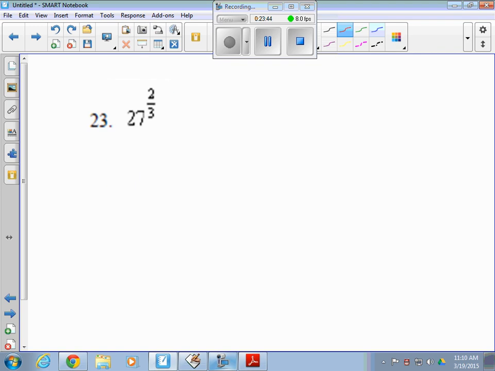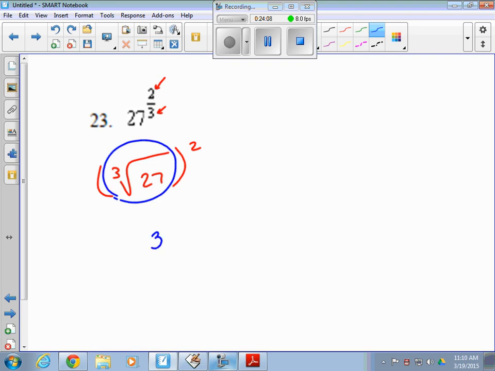For this one, when we convert it, the bottom number, the denominator, is the index. That's the little number that goes right here. So it's the cube root of 27. The numerator is what you raise it to after it's done. So the cube root, what times itself 3 times is 27. We know 3 times 3 is 9, times 3 is 27. So this simplifies to the number 3, and 3 when you square it is 9.